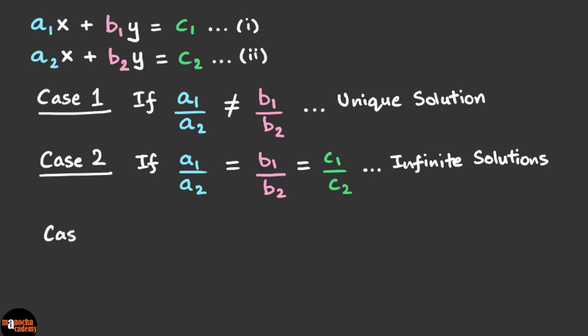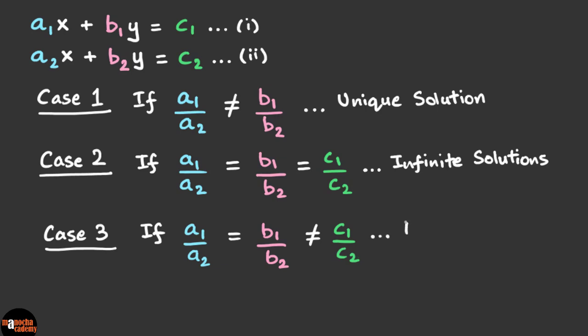Now let's look at case 3. If a1 by a2 is equal to b1 by b2, but that's not equal to c1 by c2, then the pair of equations have no solution. So their graph is going to have parallel lines. Now let's take a look at some examples on how to apply this method.